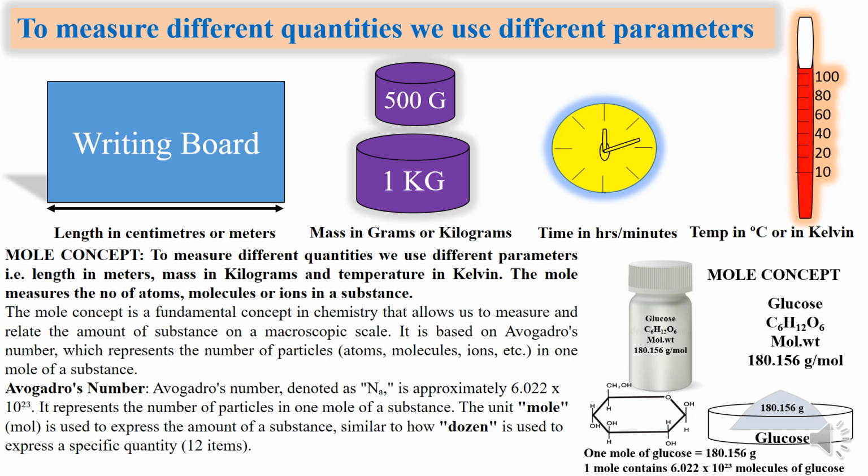Now, the unit mole is used to express the amount of chemical substance, similar to how a dozen is used to express a specific quantity, that is 12 items. So when we say dozen, it represents 12 items or 12 numbers. Likewise, Avogadro's number is equivalent to 6.022 into 10 to the power of 23 particles. So remember, 1 mole is equivalent to Avogadro's number, that is 6.022 into 10 to the power of 23 particles.